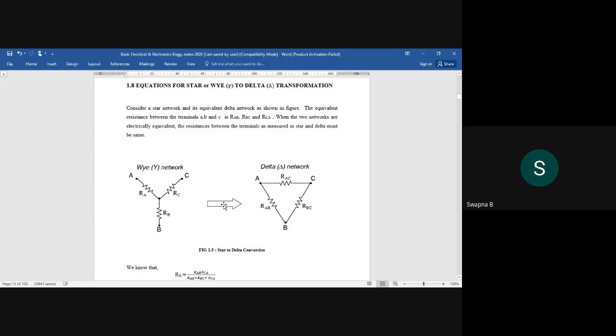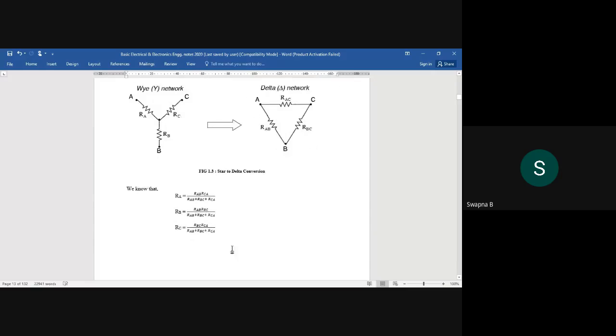This arrow mark indicates conversion of star network to delta network. Okay, here output is the delta network parameters Rab, Rbc and Rca. So these three parameters we are going to derive from star to delta transformation with the help of Ra, Rb and Rc. Okay, already we know that from delta to star transformation we derived equations for Ra, Rb, Rc. These three equations already we know that.